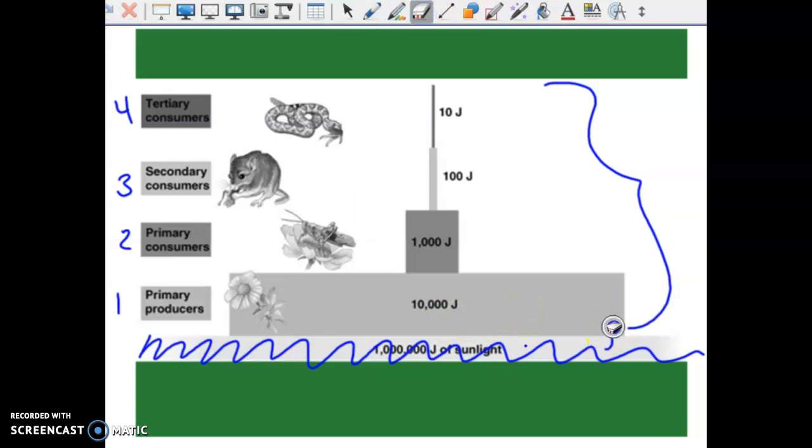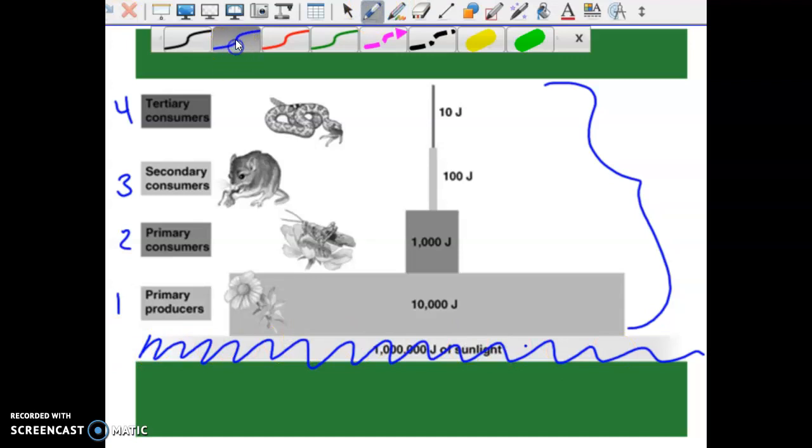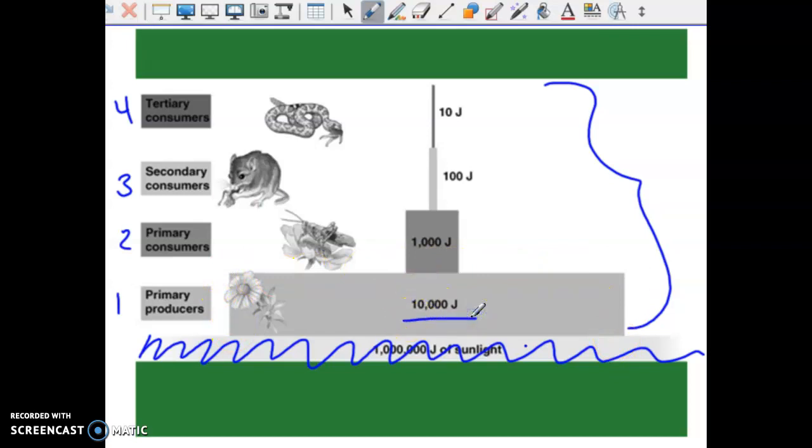So technically, the sun is not a living organism, right? So only living organisms that are in the food chain go into an energy pyramid. So if you notice, the first level has the highest amount of energy, right? Which is your producers. Primary consumers are in trophic level number 2. And notice this is 10%.